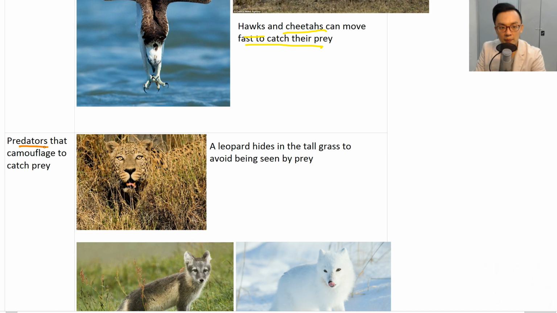Now we're going to talk about predators that camouflage in order to catch their prey. A leopard hides in the tall grass to avoid being seen by the prey. If you look at this, this is the shape of the leopard, and it is very difficult to see if you're looking at it from far away, and therefore it will wait for the prey to come near it, and then it will jump out and catch the prey.